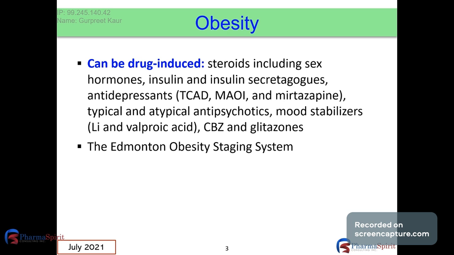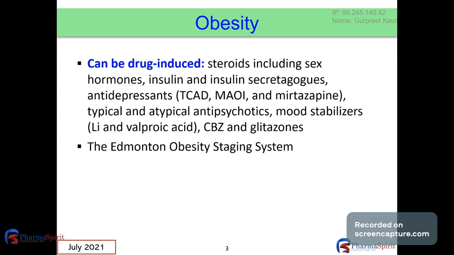And as you know, it is unclear whether weight gain is a side effect of antidepressants or it's just a reflection of the improvement in appetite in patients with depression. Also, typical and atypical antipsychotics can cause weight gain. Mood stabilizers like lithium and valproic acid, carbamazepine, and the glitazones like pioglitazone and rosiglitazone.